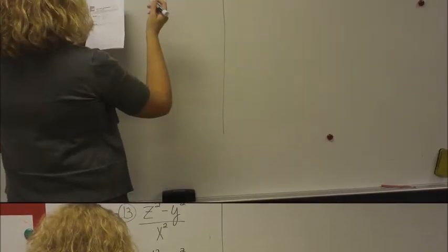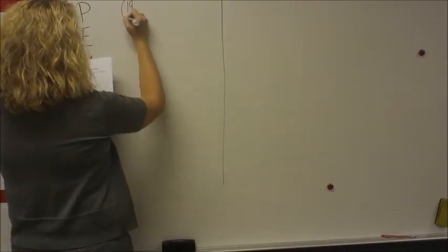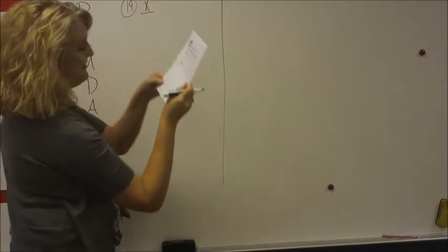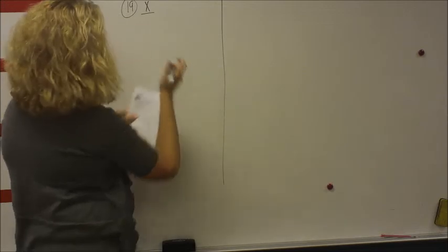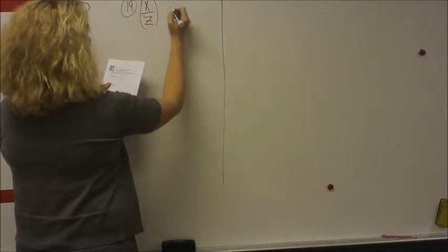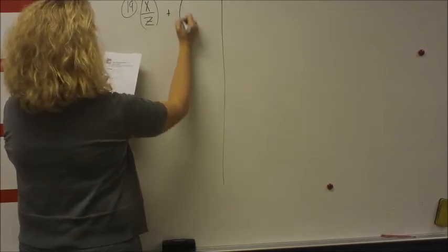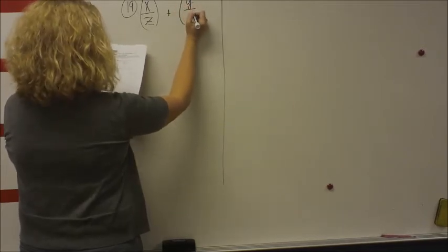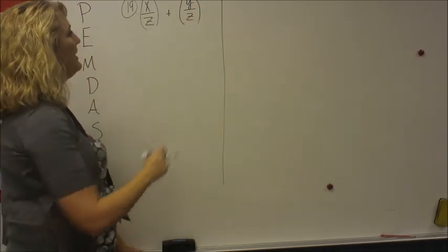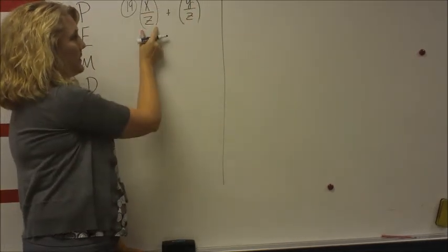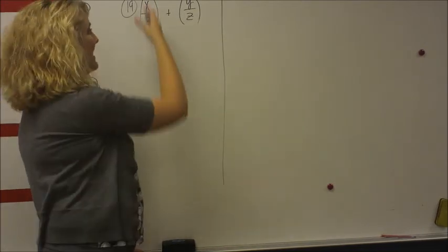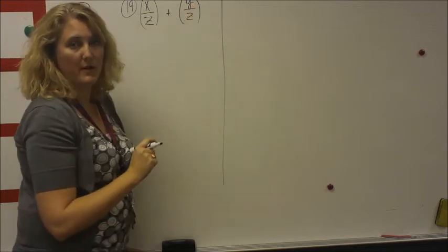And I'm going to do one last one. 19. It says x over, I think that's z, squared plus y over z squared. Okay. Do you see how the fraction is in parentheses and then the square is outside of it? That means you have to square the entire fraction, not just the numerators.